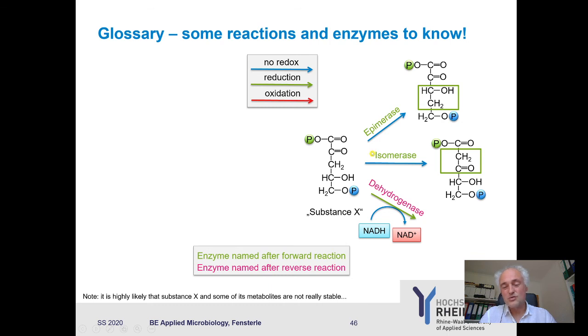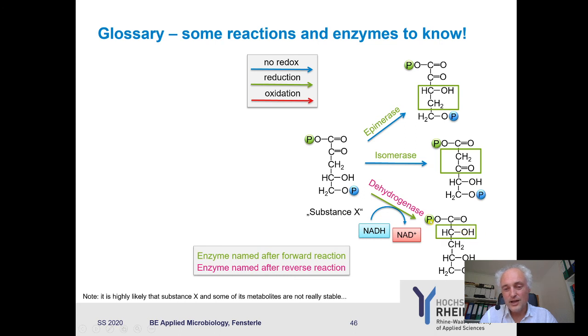Here we have a dehydrogenase, and I said enzymes can be named after the forward or reverse reaction. Isomerases, you remember, these reactions can go in both directions. The same is true for epimerases. But also dehydrogenases in general, depending on the reaction they're catalyzing, might go in both directions. And in this case, we have named it from the reverse reaction. So in this case, this hydroxyl group is being oxidized to get substance X. And of course, if this is substance Y, this enzyme would be called substance Y dehydrogenase, because I oxidized this hydroxyl group here.